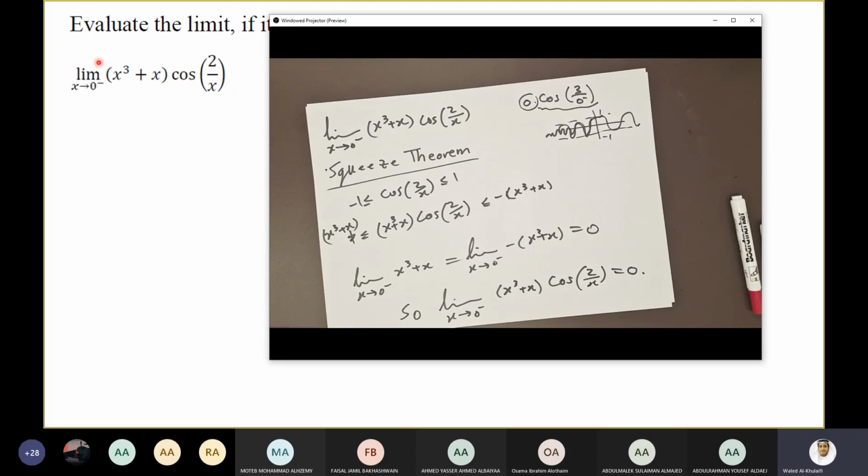The squeeze theorem is very important, not only in this course, but in future courses you will see this.